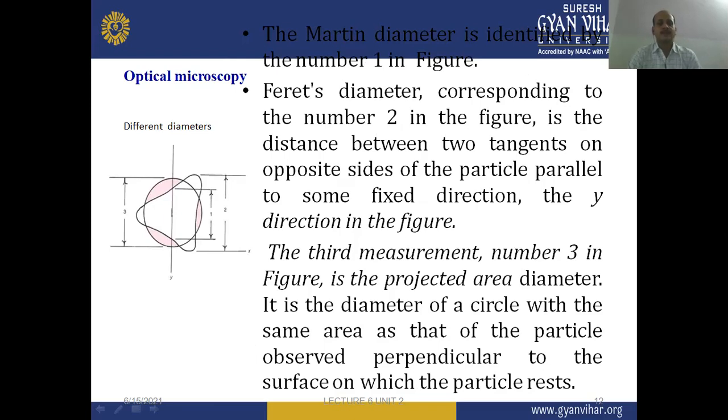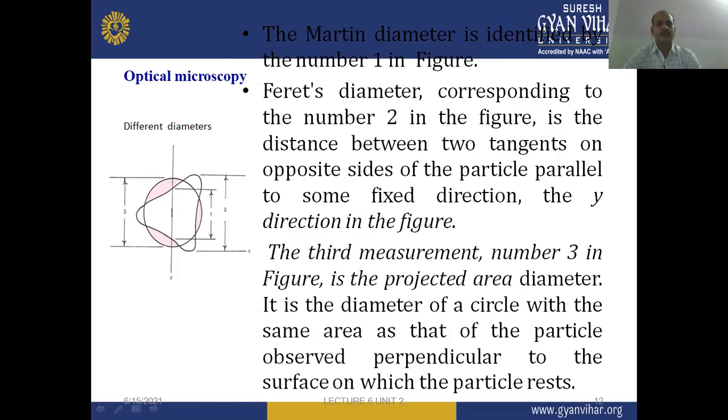In this figure, there is another type of diameter which is known as Feret diameter. So Feret diameter corresponds to the number 2 in the figure, and it is the distance between two tangents on opposite sides of the particle parallel to some fixed direction, the y direction in the figure. So in the figure, it is represented by the number 2 line. It is the actual distance between the two tangents on opposite sides of the particle parallel to some fixed direction like the y direction.